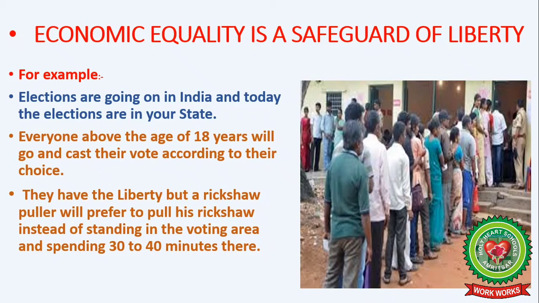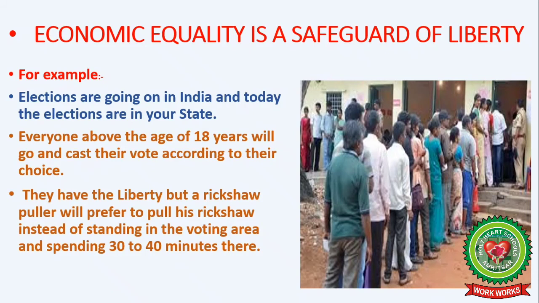The example is, suppose elections are going on in India and today the elections are in your state. Suppose today are elections in Punjab. Everyone above the age of 18 years will go and cast their vote according to their choice. As you know, above the age of 18, a person gets a voting right. So, it is a secret ballot system.